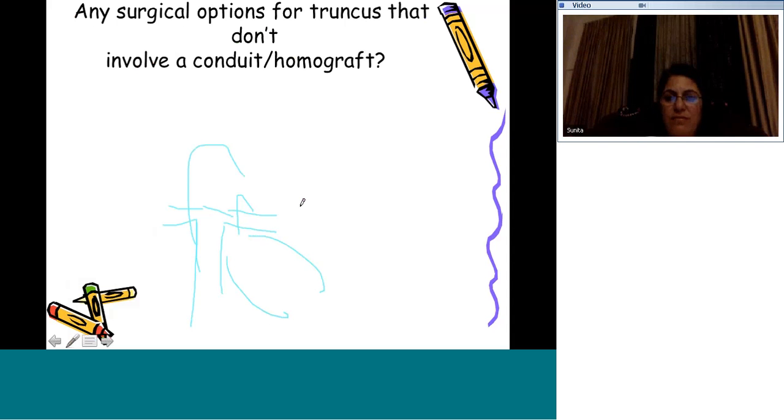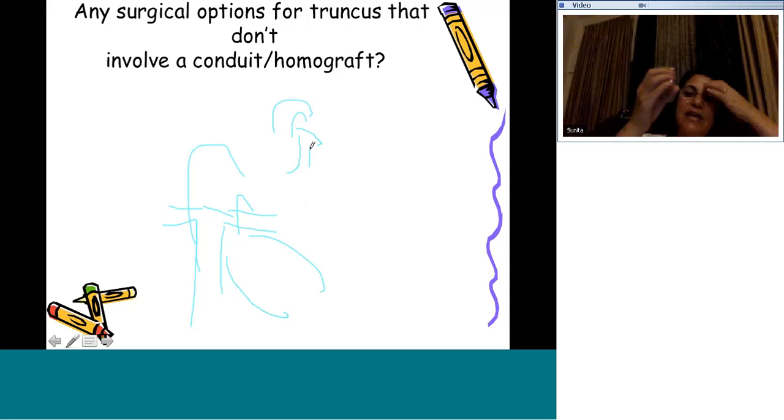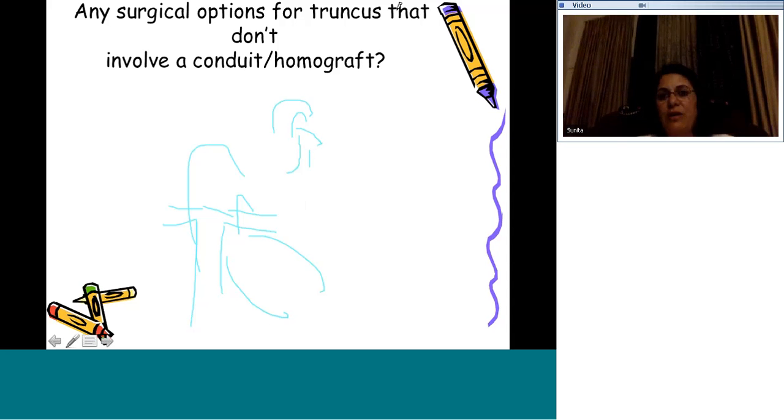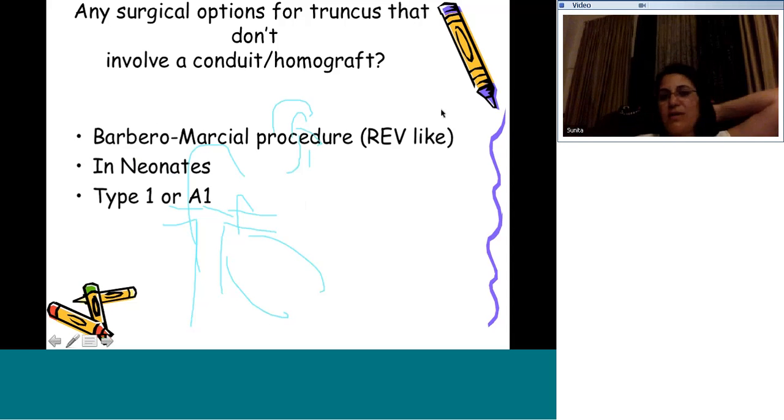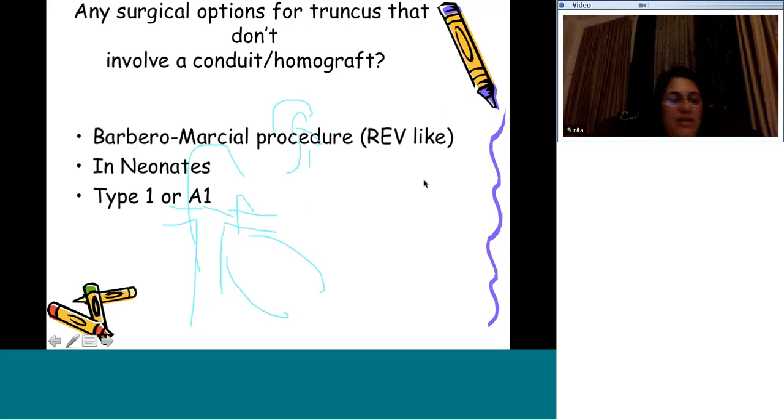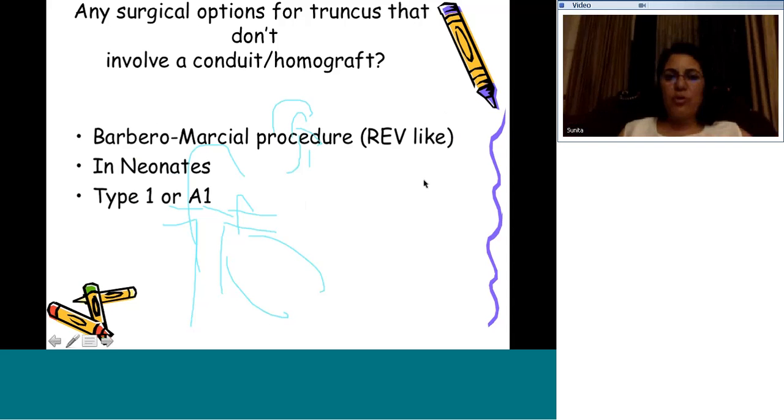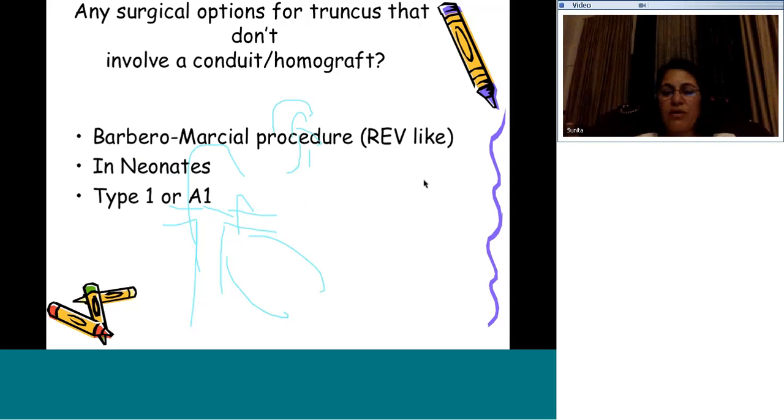But which type of truncus can you do that in? Only in type 1. So in type 1, where you have a main pulmonary artery which is then branching, right? You can take that MPA and directly put it onto the RV. It is not called a rev, though I understand what you're saying, it is like a rev, but what is that operation called? That operation was first described and is called by the name of Barbero-Marcelletti procedure. It is like a rev, but it's given the name of Barbero-Marcelletti.